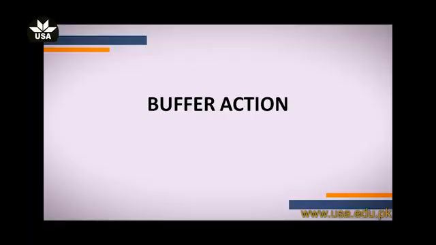Buffer action. As we already discussed in detail how hemoglobin is responsible for maintaining the buffer action in acid-base balance. Yes, it plays a very important role in maintaining the acid-base balance. And this hemoglobin actually maintains the pH of the body.